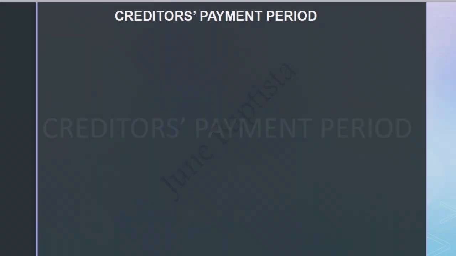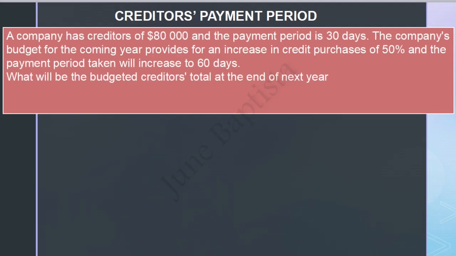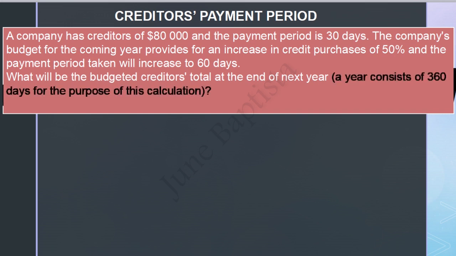Let us look at a tricky example based on the creditor's payment period. Pause the video to study the information given carefully. Remember, the formula for creditor's payment period is equal to creditors divided by credit purchases times, in this case, 360.